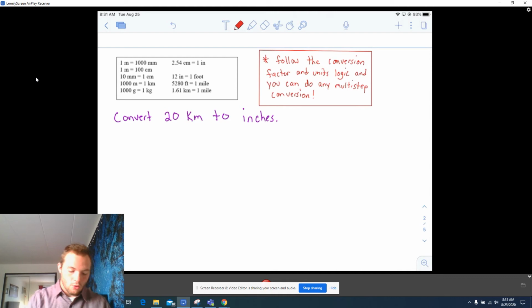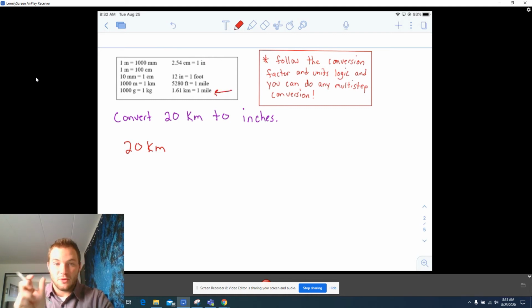So we're going to go 20 kilometers, and we're going to try and get to inches. So what I'm thinking here is I need to get kilometers to inches. What link in this chain can get me all the way there? Let's look at this one. I know kilometers can get me to miles. That will leave me with miles, and then miles can get me to feet, and that has me at feet, and then feet could get me to inches.